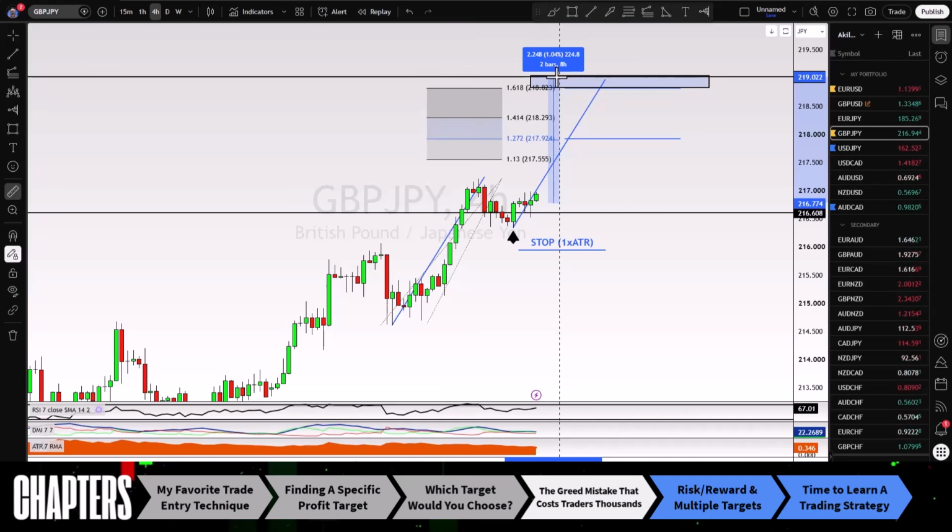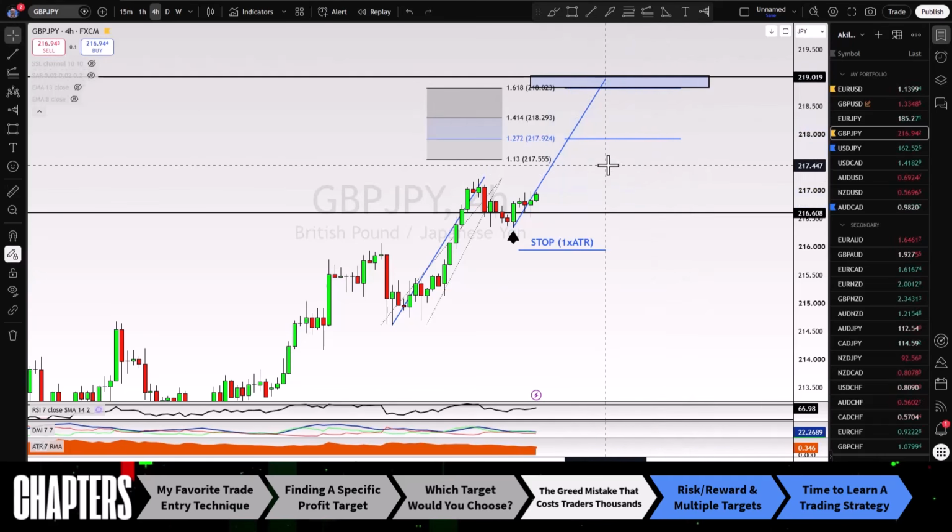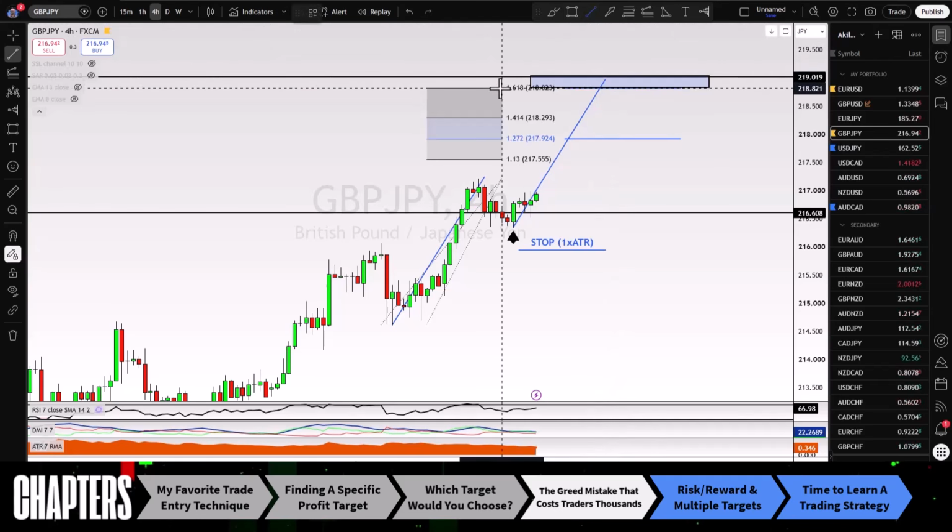No, I would do exactly what Steve said. Yeah, 1618, right? Can the 219 even handle get hit? Yeah. Can that AB equals CD get hit? Yeah. Can the 1618 be proven as a level of kind of like looked at as like a resistance level?